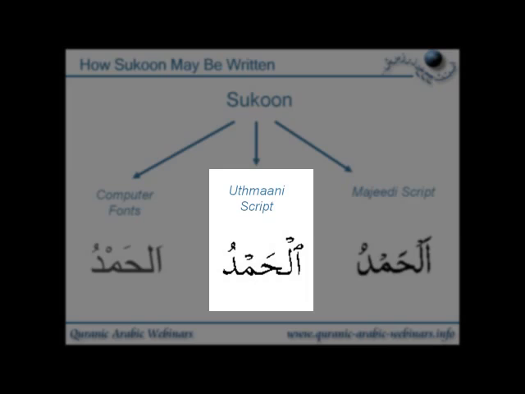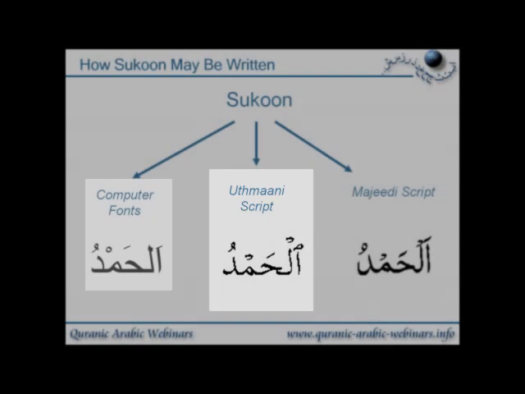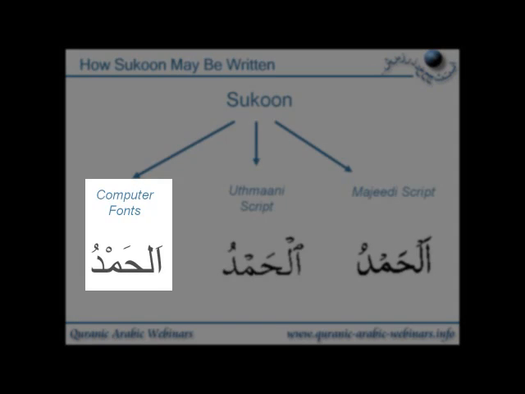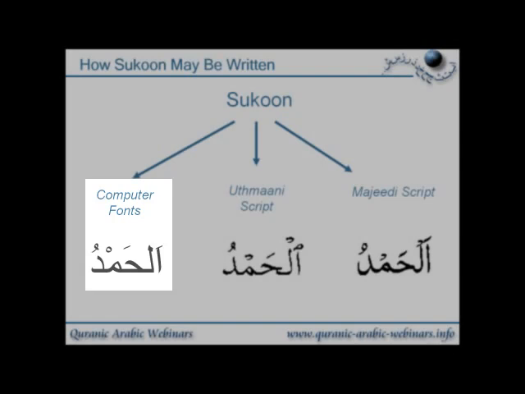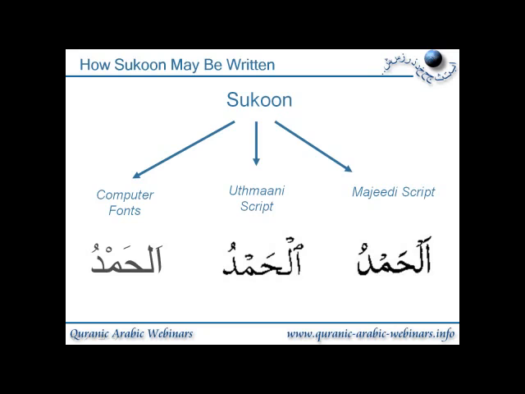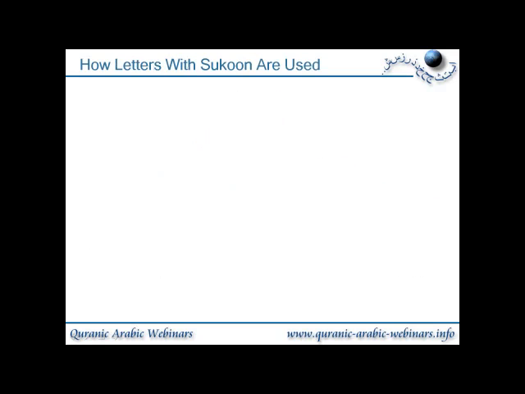Be aware, in the Uthmani script you can also get circles just like the one which is in the computer fonts on our alhamdu. So the first version of the word in the computer font with the circle. In the Uthmani script, that circle means something totally different from sukoon. So we'll cover that later on as well under a section which will cover other symbols apart from the main ones.